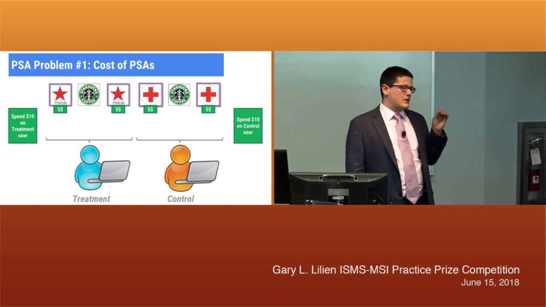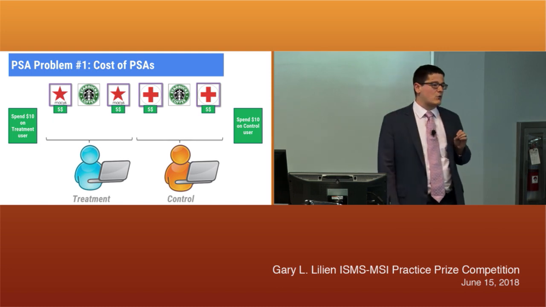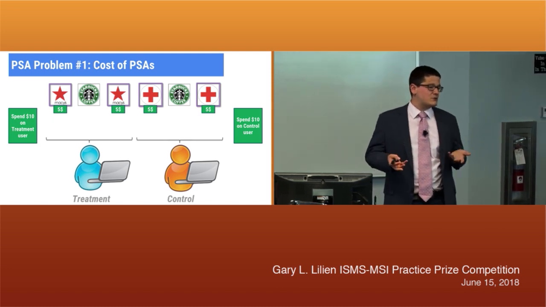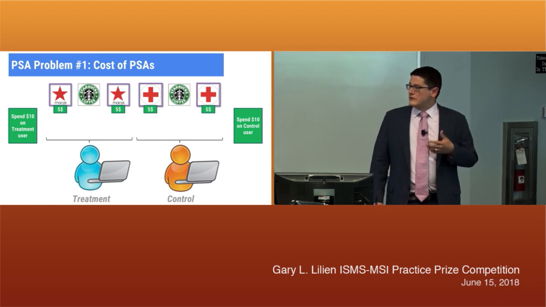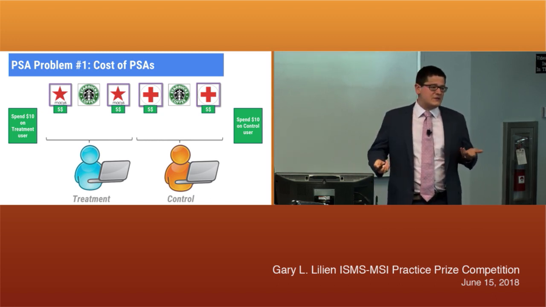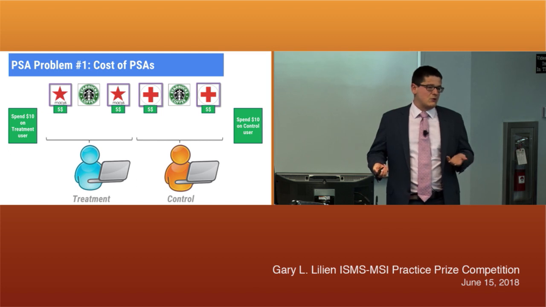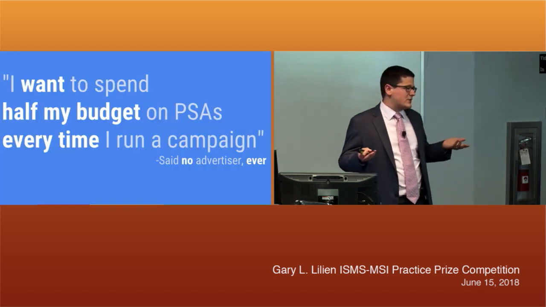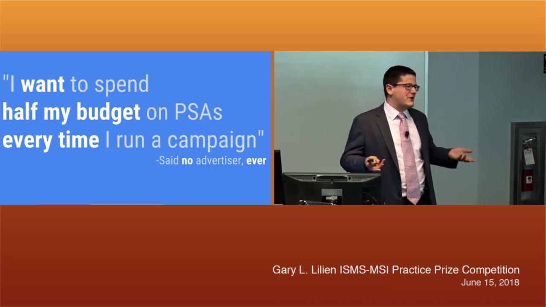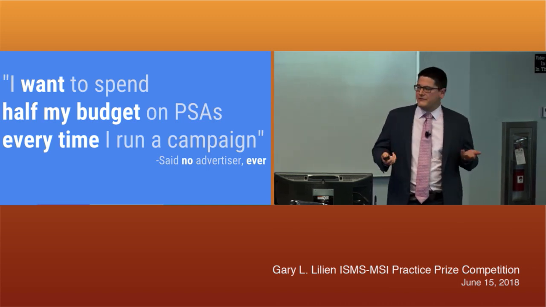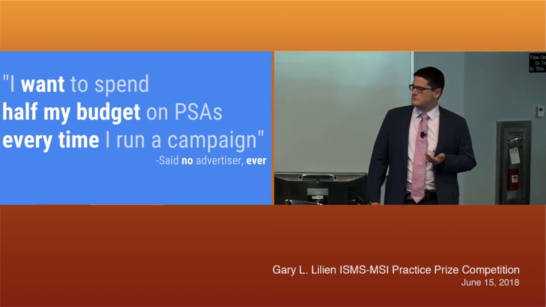The first problem is that it's very expensive for somebody to have to purchase these Red Cross ads, and you have to be spending the same amount on them as the treatment ads. Now, this is expensive, but what does that mean? It means that firms don't adopt experimentation, right? No advertiser in their history of advertising has said that they want to spend half their budget on PSAs every time that they run a campaign. So it's not a feature of everyday business practice.